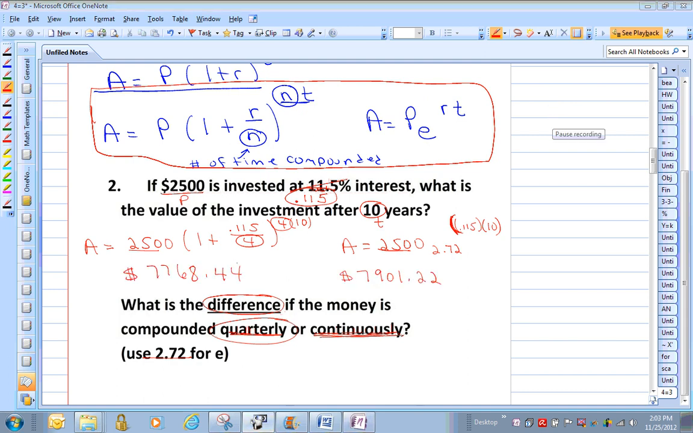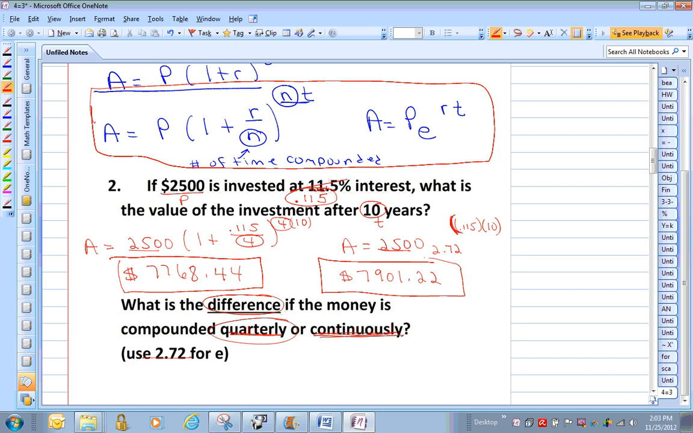All right. When I made the calculation compounded quarterly, I got $7,768.44. When I made the calculation compounded continuously, I got $7,901.22. So the difference is what we were looking for. If you subtract those two, the difference is $132.78. So if you were able to find a deal where you could compound something continuously over 10 years with this investment, you would make $132.78 more than if it were compounded quarterly. All right, let's move on.